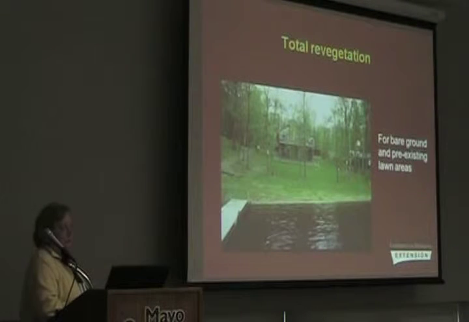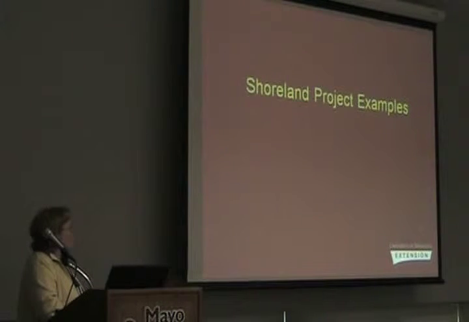And then the last one is the total revegetation. This is for an area where you're having a lot of sod and want to improve your shoreline and put a buffer in, a filter strip in. So you might need to do a total revegetation. I'm going to go over that a little bit more in the next examples that I have.